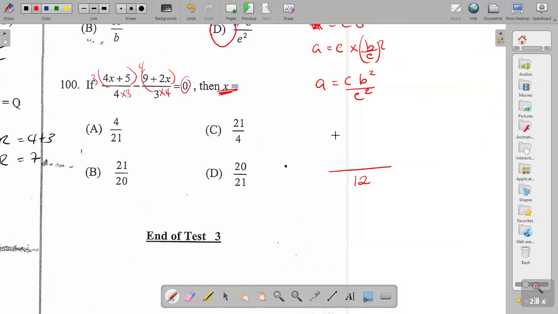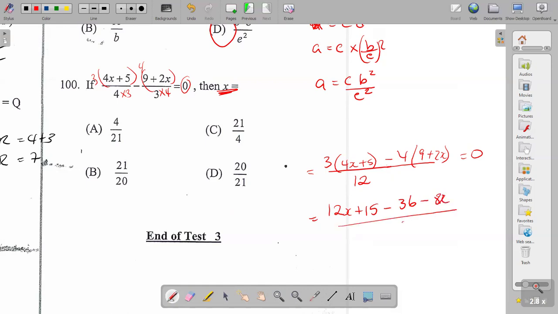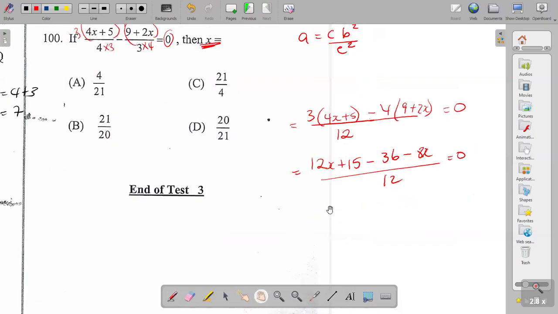So we got to solve for x. Ooh, let's go. So that's 3 times 4x plus 5 minus 4 times the bracket 9 plus 2x. All this equals 0. So let's work out the top. So the top is going to be 12x plus 15 minus 36 minus 8x over 12 is equal to 0. Everybody see that? So now we just group our like terms.